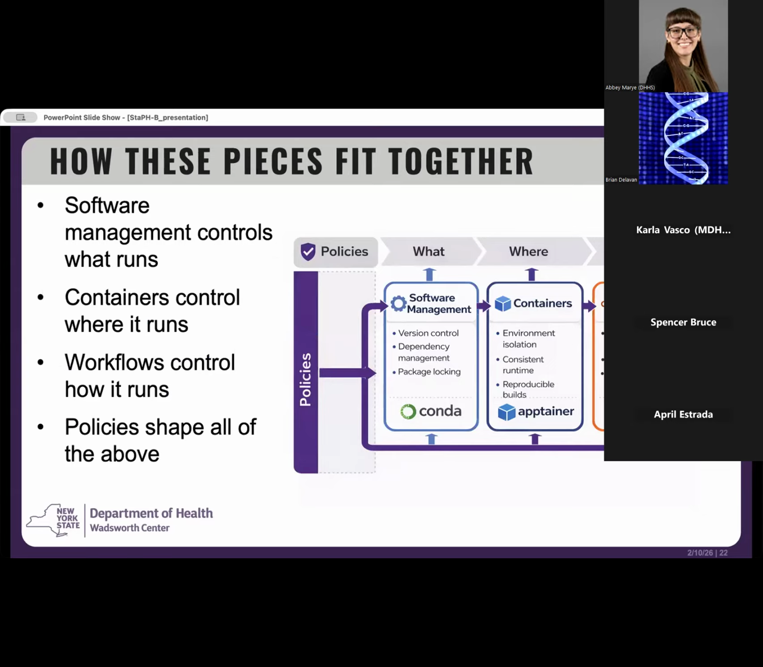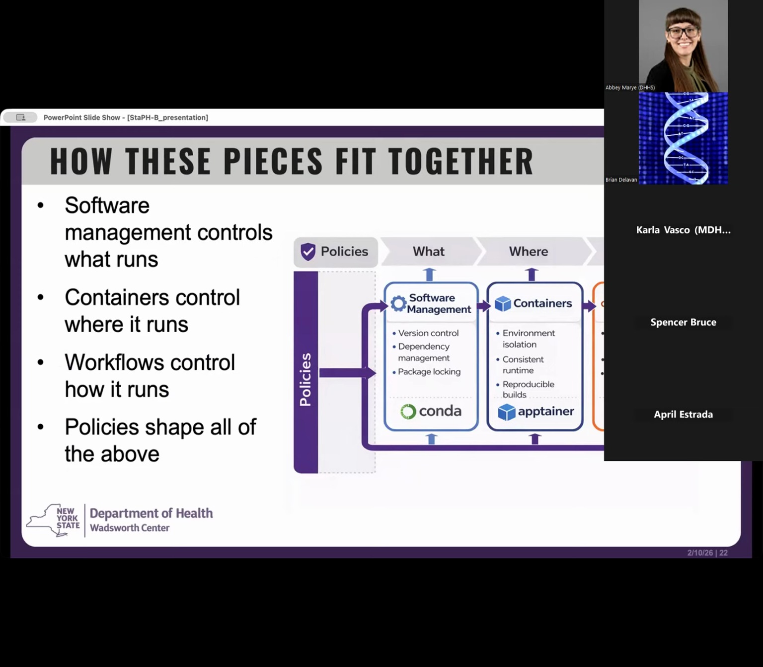All right. So, how do all these pieces fit together? At the foundation, software management controls what runs. Tools like system installs, Conda, and MiniForge define which software and which versions are used. Containers sit on top of that and control where the software runs. They define the execution environment, making it portable and consistent across systems.